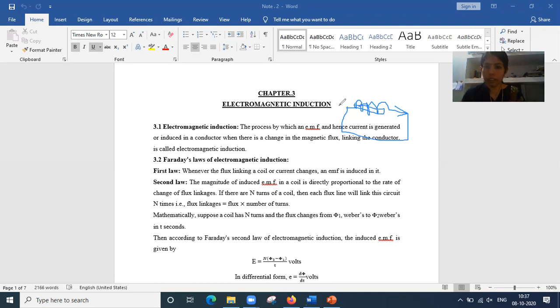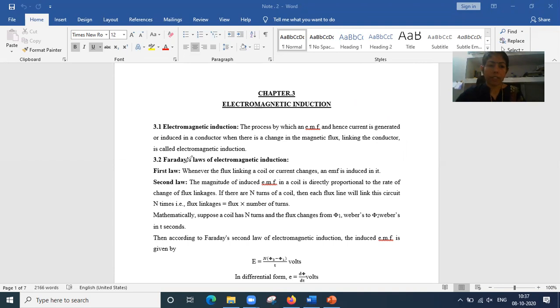The electrons will move in the closed circuit. That means it will generate current. So that is electromagnetic induction: the process by which an EMF and hence current is generated or induced in a conductor when there is a change in magnetic flux linking with the conductor.